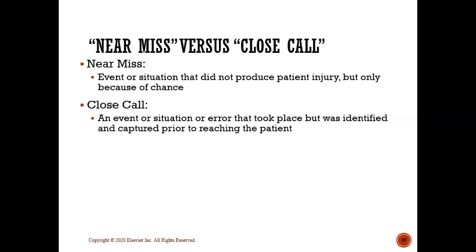Let me give you an example of that. A near miss would be a nurse accidentally giving the patient, let's say, instead of 5 units of insulin, 10 units of insulin, but the patient was okay. So that's a near miss, right? Something happened, but for some reason, luckily, the patient was fine. There's no drop in blood sugar.